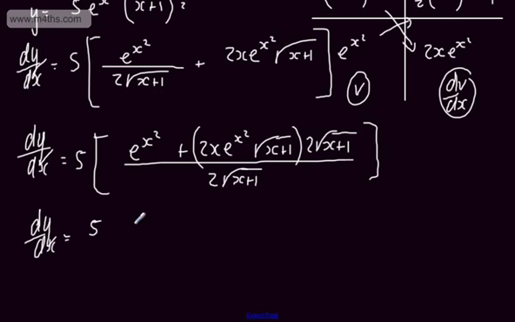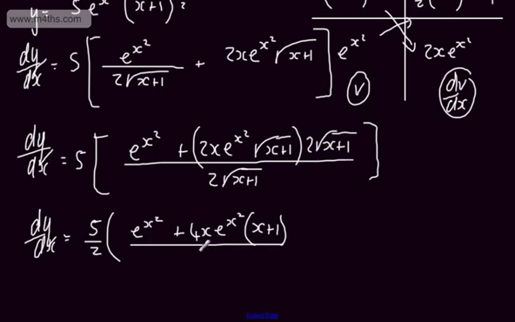We've got now 5, and I'm just going to write it as 5/2. If I look here, what we've got now in the numerator is e to the x squared plus now 4x e to the x squared. I'm multiplying now the 2 and the 2, x e to the x squared, and then we've got the multiple of root of x plus 1 and root of x plus 1, which is x plus 1. So all of this now is over the root of x plus 1. So let's go ahead and tidy this further.